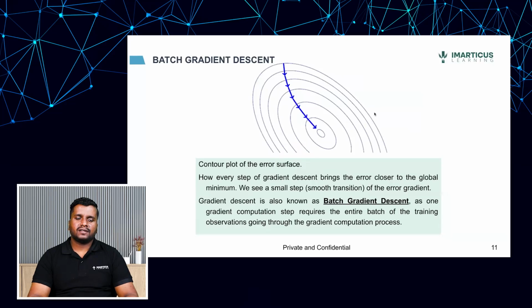We can see batch gradient descent with the help of a contour plot, where several steps of gradient descent bring the error closer to the global minimum. We see a small step along the error gradient. Gradient descent is also known as batch gradient descent, as one gradient computation step requires the entire batch of training observations to go through the gradient computation process. So batch gradient descent is all about changing the weights after a certain batch is over. We divide the data into a set of batches, and after all the data has been trained on, we optimize the weights. So the weights change after the learning of all the data points.